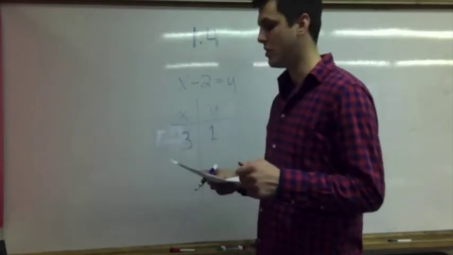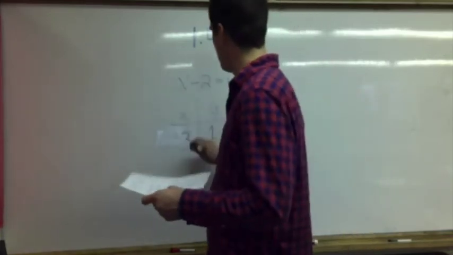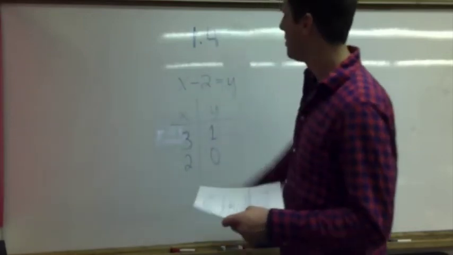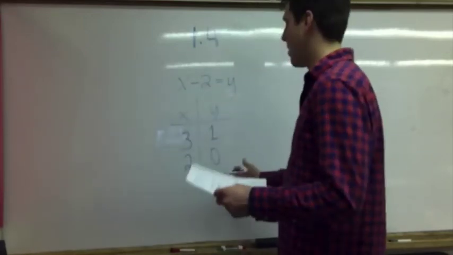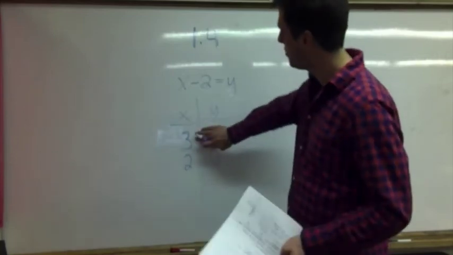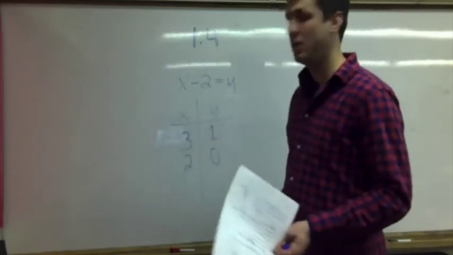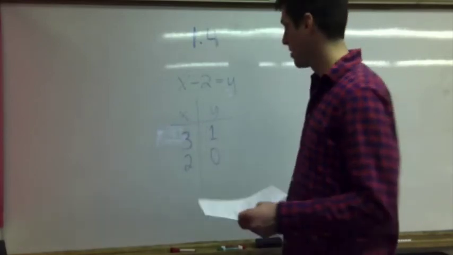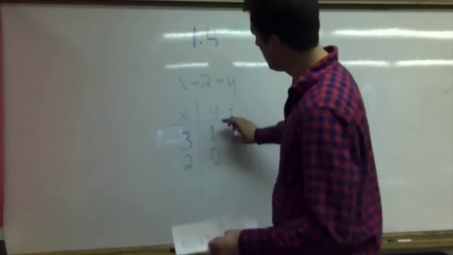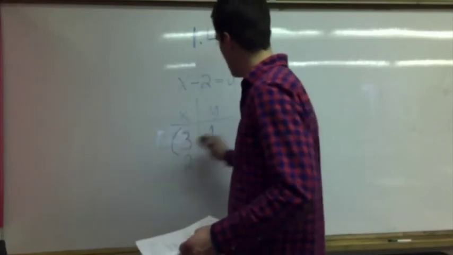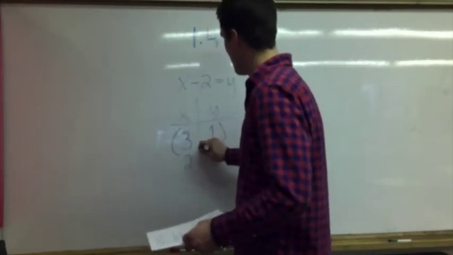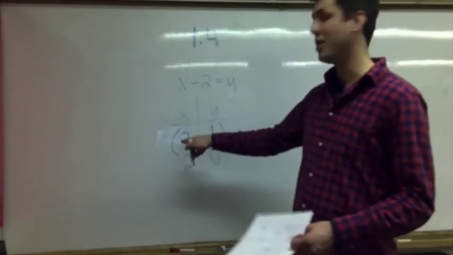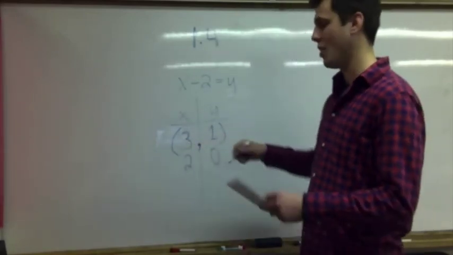And you continue to go down. If x is 2, 2 minus 2 is 0. And so you can choose your x values, figure out what your y values are. And once you know these, when x is 3, y is 1. When x is 2, y is 0, you can graph those. And the way you graph them is each one of these right here is a coordinate pair. So you can draw in the parentheses with the comma in between. You point 3 on the x-axis, 1 on the y-axis.